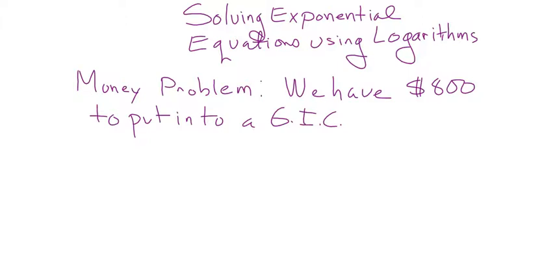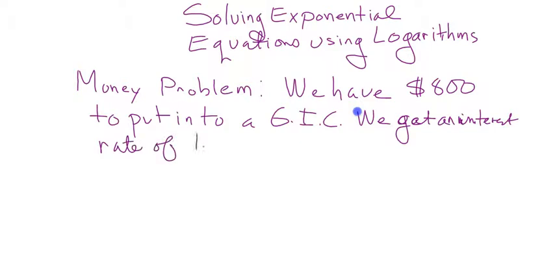Okay, so let's say that we get an interest rate of 1.8% per year, compounded monthly. Okay, what do we want to happen to that $800? How much do we want to end up with? Let's say triple, okay? So how long will it take for our money to triple in value?